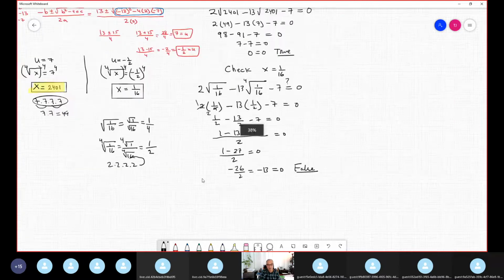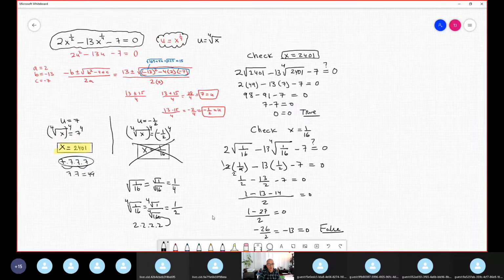Therefore, the answer 1 over 16 is wrong. I verified that. And the solution set for this equation is only one case, 2401. Boom. Final answer. Any question, guys?